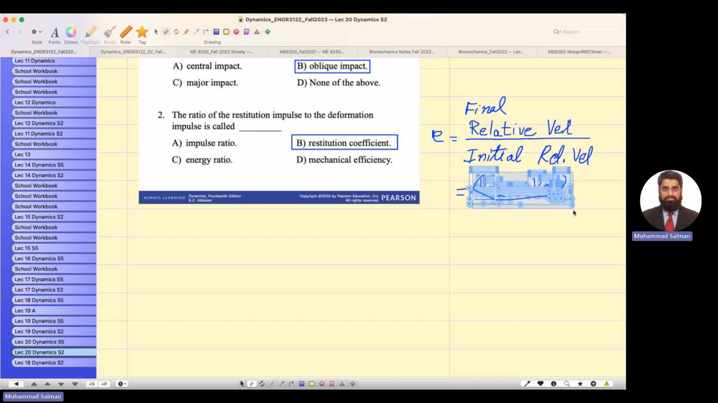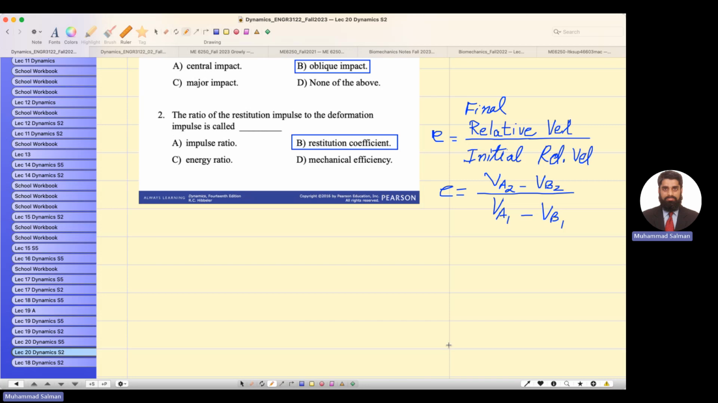If I write down, can you write down like this? Final x: V body A final, V body B final, V body A initial, V body B initial. I'll teach you why I wrote the x component in a bit.